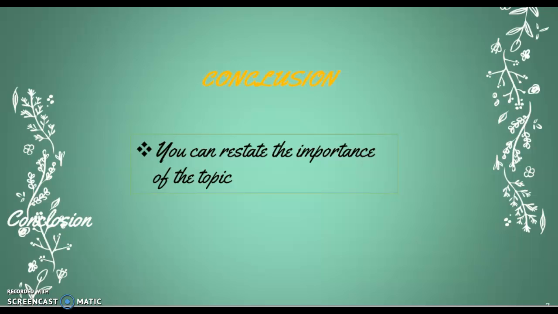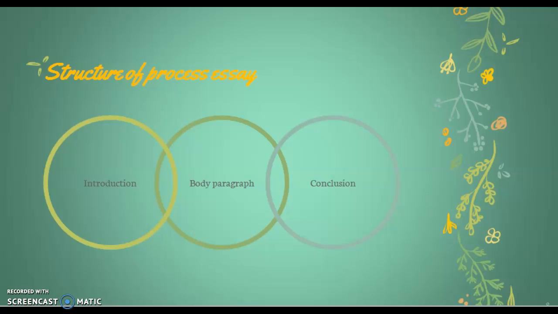And the last structure of a process essay is the conclusion. You can restate the importance of the topic, so you can mention the same things that you have already mentioned in the paragraphs, but in other words. You just are going to restate. So the structure of a process essay is introduction, body paragraph, and conclusion. These steps are very important at the moment of writing the process essay.